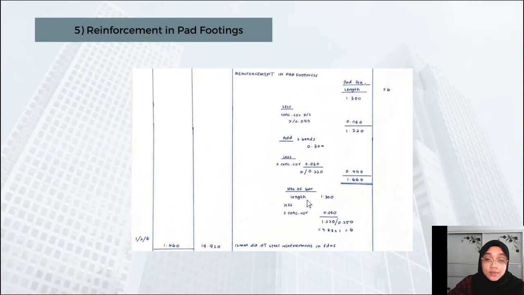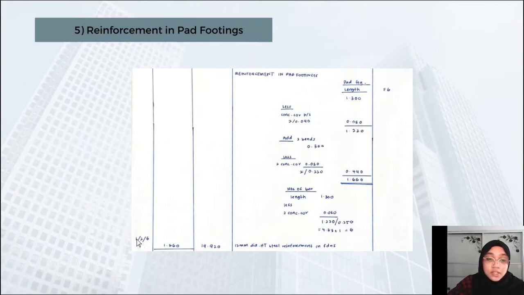So for the length, we take this length, 1.3, and then we have to minus the concrete cover from the left and right side also. And then we got this one, we got 1.220. So we have to divide by 0.25. The 0.25 is from the space between the steel. So we have to round it off by plus 1, and then we got 6.